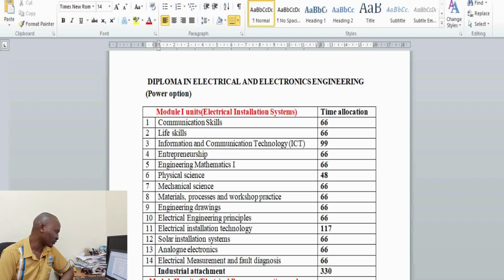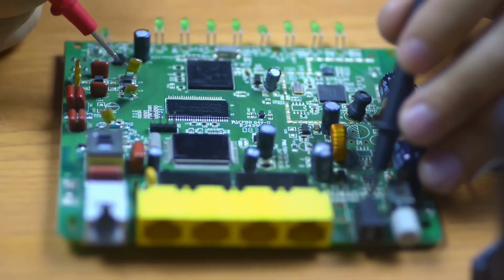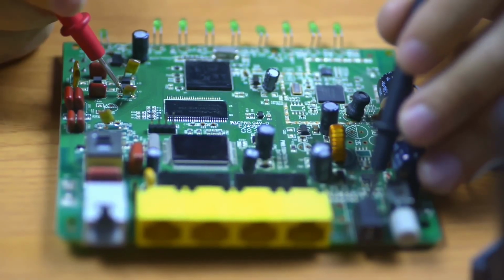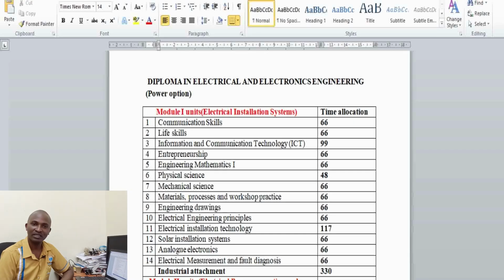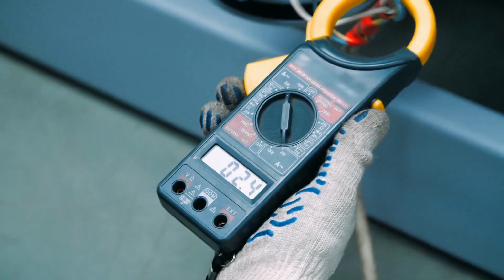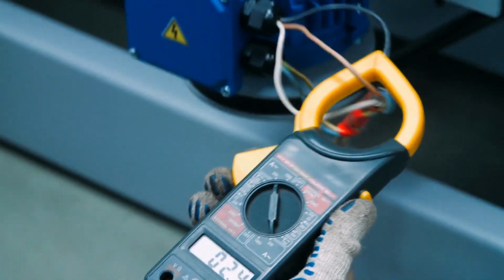Then there's analog electronics. Analog electronics gives the student the foundation for electronics. At some point, they can work in areas involving electronics. Then you have electrical measurement and fault diagnosis, which is also another important area in electrical engineering.